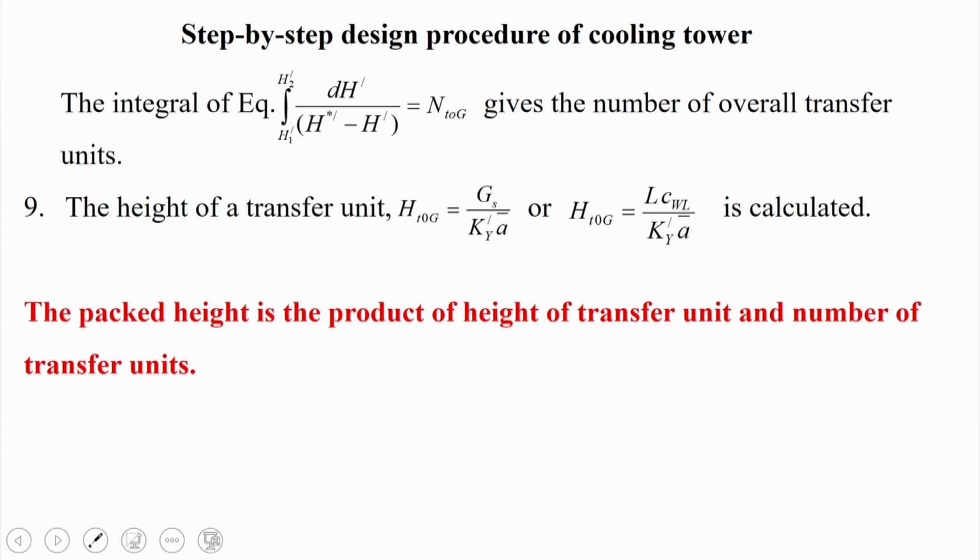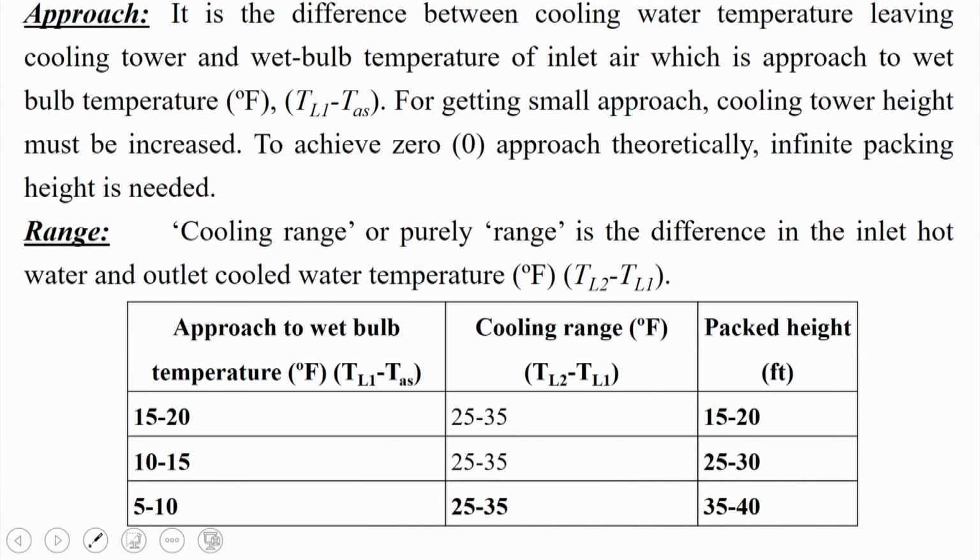So, the packed height is the product of the height of the transfer unit and the number of transfer units. We also need to know two important terms, approach and range. The approach is the difference between the cooling water temperature leaving the cooling tower and the wet bulb temperature of the inlet air, in degrees Fahrenheit, that is TL1 minus TAS. For getting a small approach, the cooling tower height must be increased. To achieve zero approach, theoretically an infinite packing height is required.